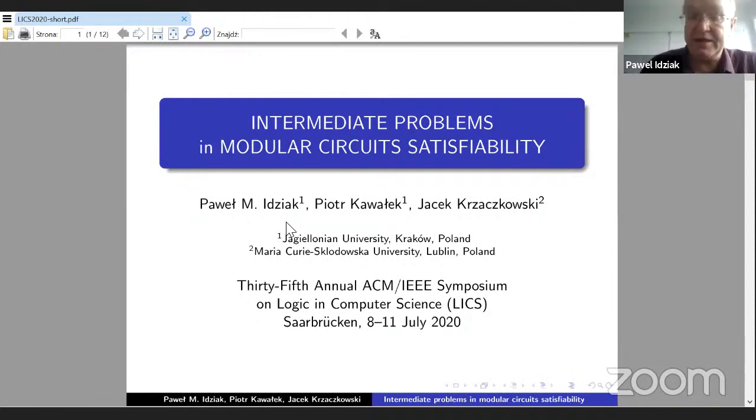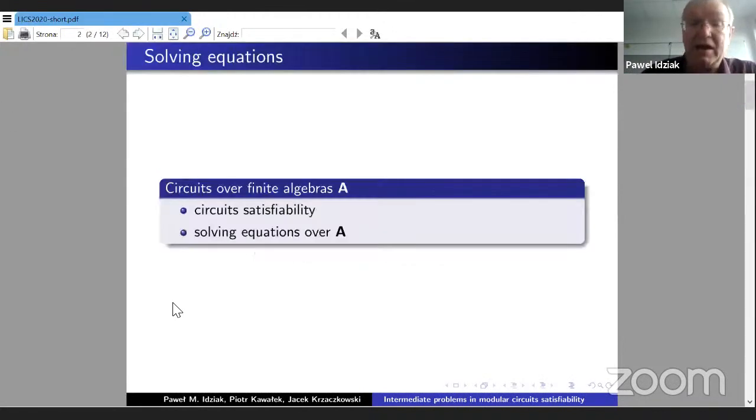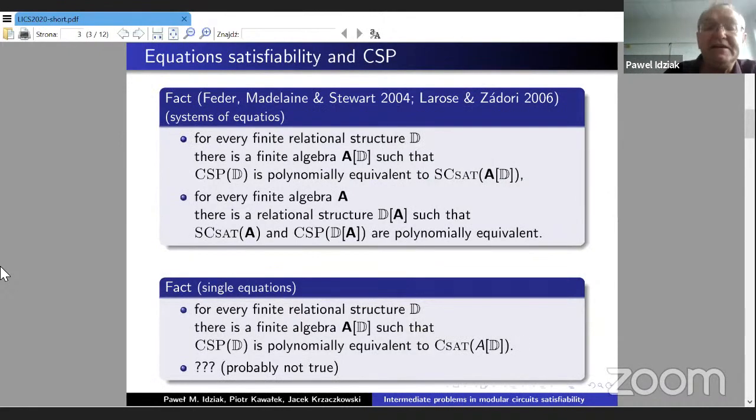So what we do, we are interested in solving equations, or in other words, satisfiability in circuits, but not over Boolean algebras or its reducts, but over arbitrary finite algebras. So we have as many values as we want, and the operations we like the most. The connection with CSP is explained in here. So essentially for a system of equations, it's equivalent to CSP.